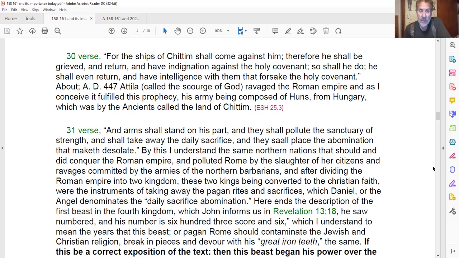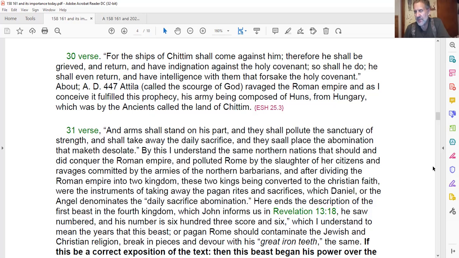30th verse. For the ships of Chittim shall come against him, therefore he shall be grieved and return, and have indignation against the holy covenant. So shall he do. He shall even return and have intelligence with them that forsake the holy covenant. About AD 447, Attila, called the Scourge of God, ravaged the Roman Empire, and as I conceive, it fulfilled this prophecy, his army being composed of the Huns from Hungary, which was by the ancients called the land of Chittim.